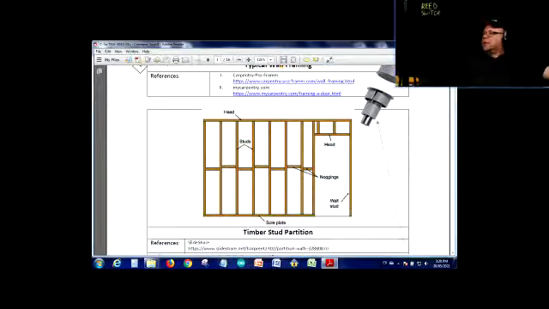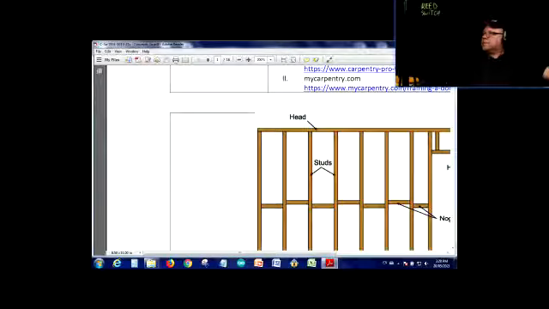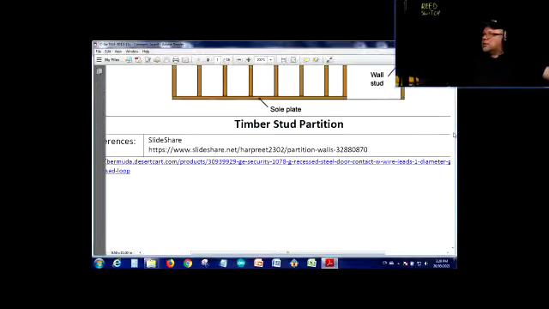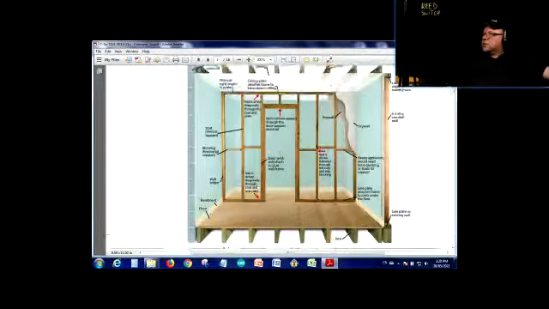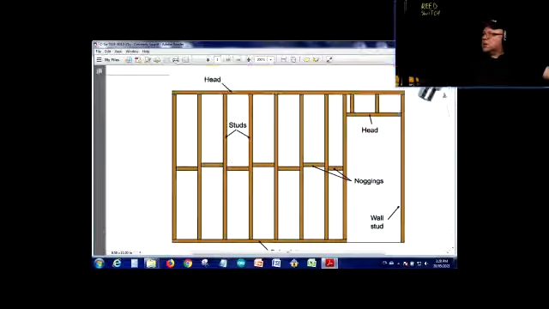All right, so this would be a typical timber stud partition. So it's a partition wall. Zoom in a little bit, and let's get this thing a little bit to the center. Oh, come on. Not yet, not yet, not yet. I'm revealing all this stuff here.